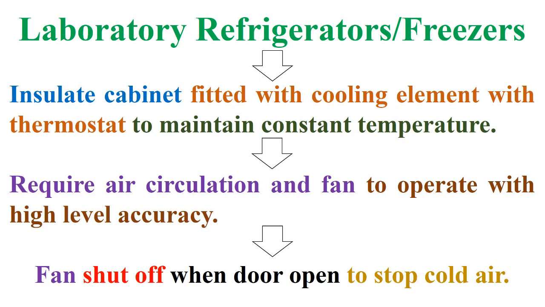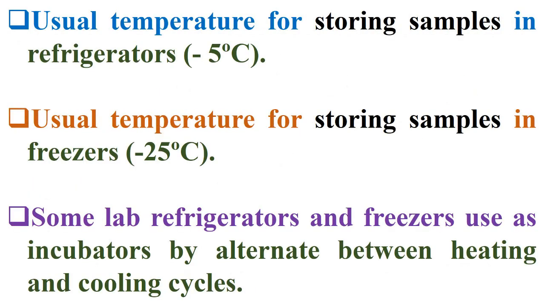Today, we are talking about laboratory refrigerators and freezers, which are insulated cabinets fitted with a cooling element with a thermostat to maintain constant temperature. So, it requires air circulation and a fan to operate with a high level of accuracy, hence its fan shuts off when the door opens, to stop cold air. Therefore, the usual temperature for storing samples in refrigerators is -5 degrees Celsius, while the usual temperature for storing samples in freezers is -25 degrees Celsius, and there are some lab refrigerators and freezers used as incubators, by alternating between heating and cooling cycles.